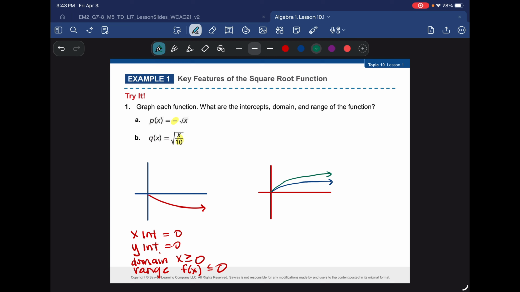Okay, let's go through the intercepts. The x-intercept would still be at 0. The y-intercept would still be at 0. The domain would still be everything greater than or equal to 0. And the range is still going to be everything positive. Okay, so those are the key features of the square root function.